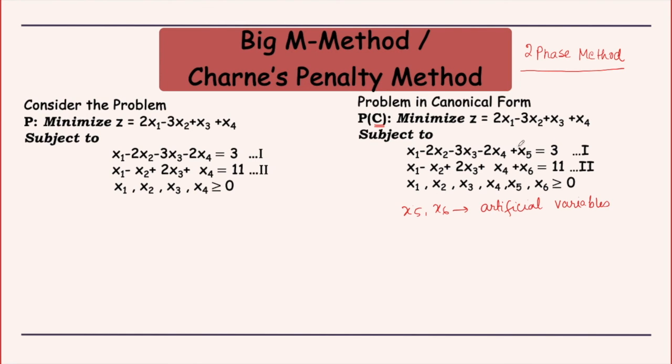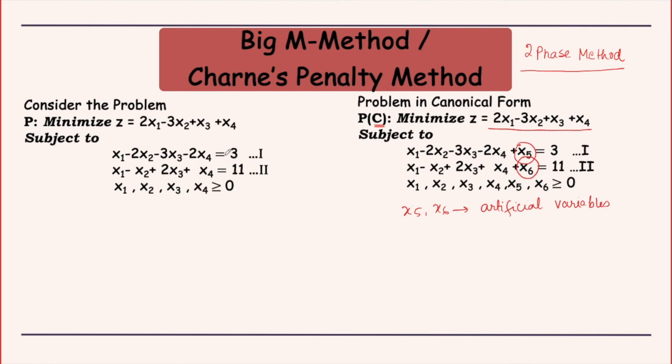But since we have introduced these two variables, we have to make some changes in the objective function also before we can start solving, because these are not variables which are desired in the system. We have forced them to enter the system so that we can get the identity. There is no other use of these variables here.